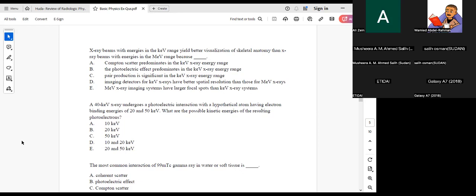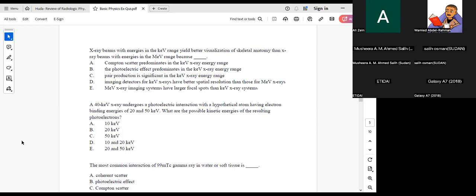Pair production, we don't have this in the keV range. Imaging detectors for keV have better spatial resolution, that has nothing to do with that. MeV X-ray imaging systems have larger focus, but that has nothing to do with this either. So basically, it's because of the photoelectric effect.